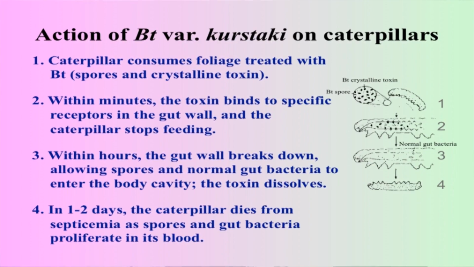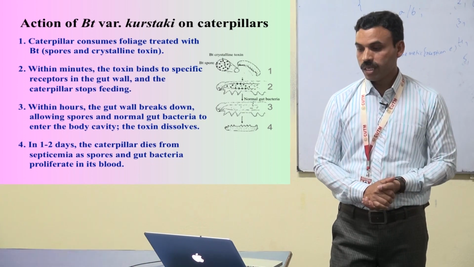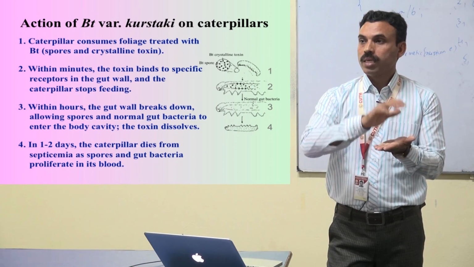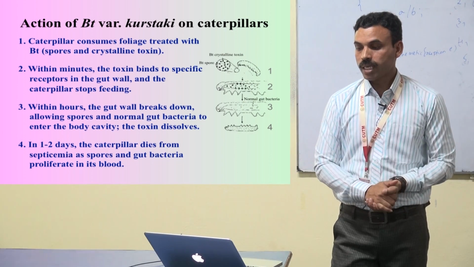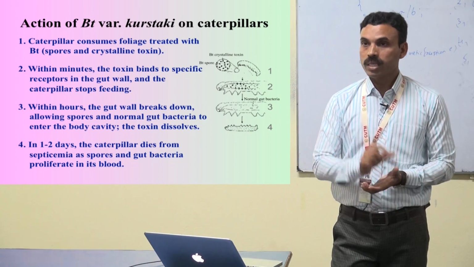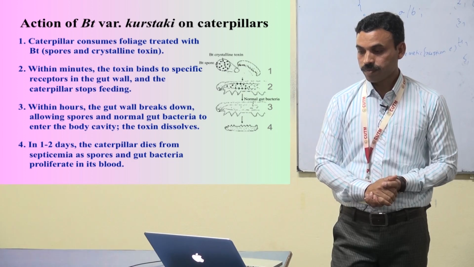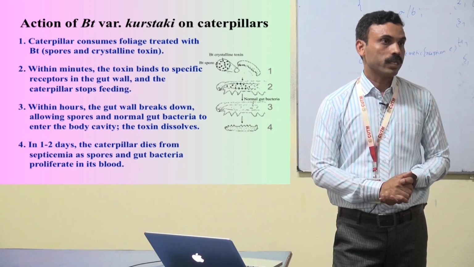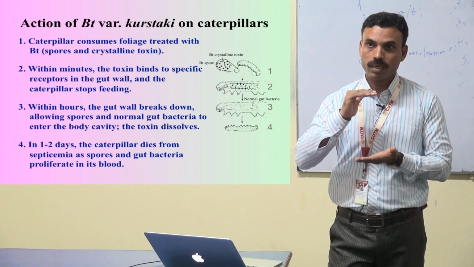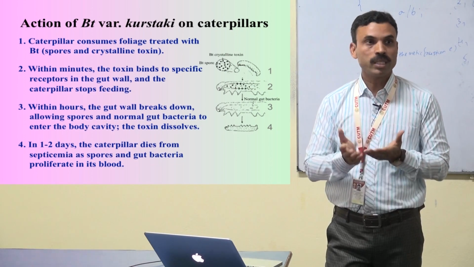Here I would like to emphasize how the bacteria act on insects. What is the mode of action? The bacteria act as a stomach poison on caterpillars. When we spray in the field, it is there on the leaf. When the caterpillars feed on it, they consume foliage treated with Bacillus thuringiensis. The spores and crystal proteins enter the digestive system. Within a minute, the toxins bind to specific receptor sites in the midgut region, and the caterpillars stop feeding. Then within 1, 2 or 3 hours, the gut wall breaks down, the contents from the gut enter the hemocoel, and from the hemocoel the contents come into the gut, and there is disturbance of homeostasis.